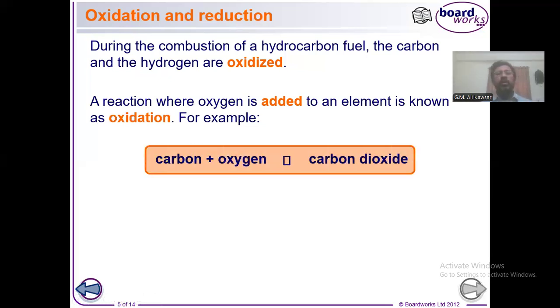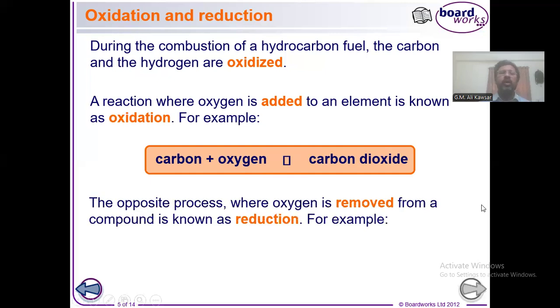So here you can see the example from hydrocarbon. Whenever carbon reacts with oxygen, we get carbon dioxide, and this part of the reaction is definitely an oxidation reaction, right? I hope you understood. Because before the reaction we have only carbon, but after the reaction carbon gains oxygen. As a result, carbon dioxide is produced.